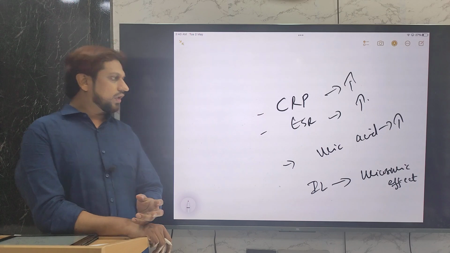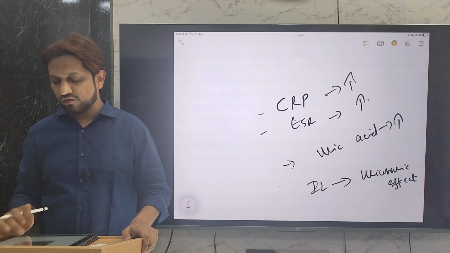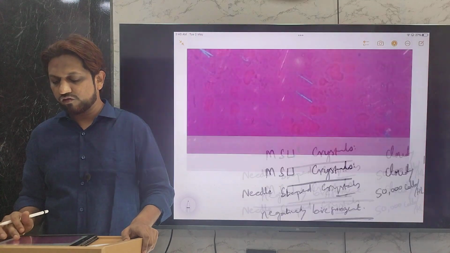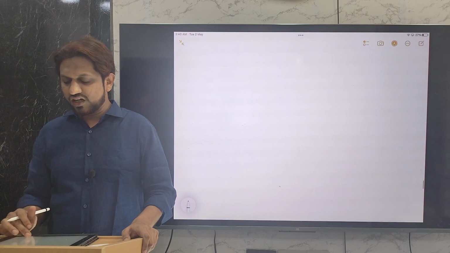But clinically we have to confirm it, and in the laboratory, if there are monosodium urate crystals in the synovial fluid, it is almost confirmatory of gout. So this is the laboratory diagnosis. Then finally, about the treatment of gout.